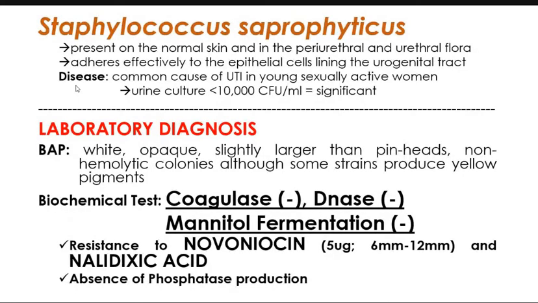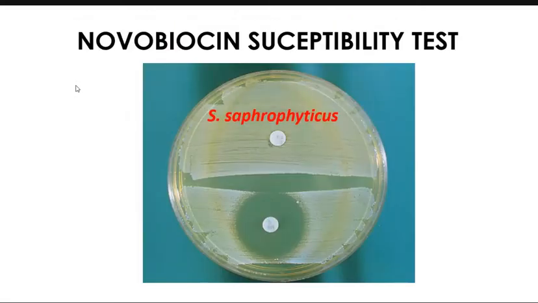urethral cells. So laboratory diagnosis, again, you have growth on blood agar plates, white, opaque, slightly larger than pinheads, non-hemolytic colonies, although some strains produce yellow pigment. Biochemical test niya, you have coagulase negative, DNase negative, and mannitol negative. It is resistant to novobiocin, and nalidixic acid, and also the absence of phosphatase production.